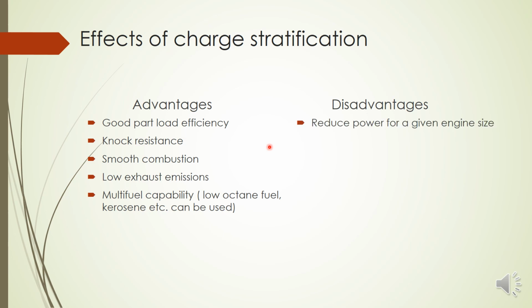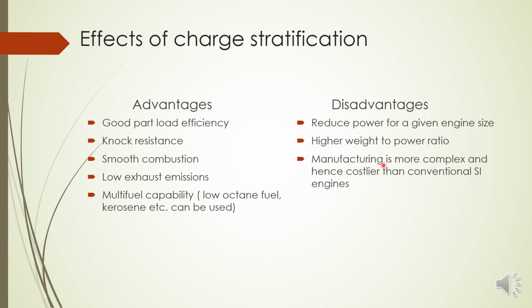Then what are the disadvantages? The main one is that the power is a little bit reduced for a given engine size, because we are using a lean mixture. Weight also increases. We are adding an injector or an auxiliary combustion chamber. All these increase the weight of the engine, and power is reduced, so the weight to power ratio is higher. The last one is that manufacturing is more complex. More equipment and devices are required, and it is costlier than a conventional SI engine.